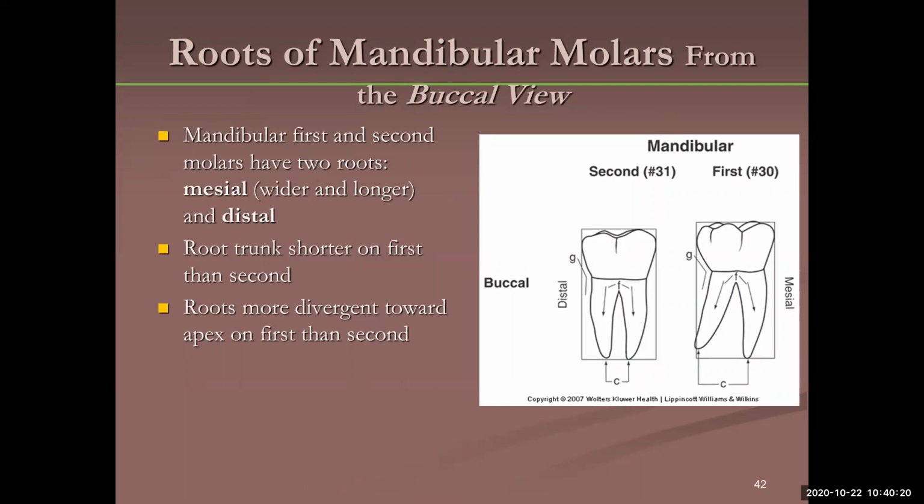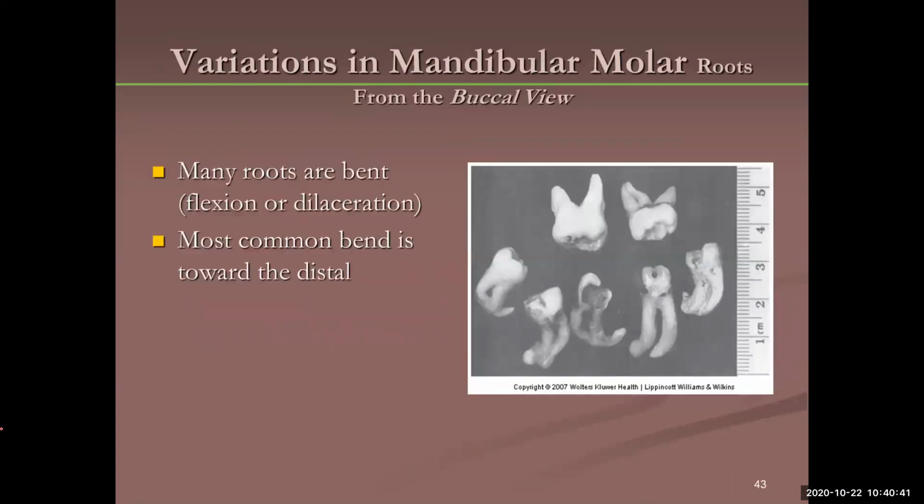The root trunks are shorter on the first molar than on the second molar, okay? So the root trunk is shorter on the first molar than it is on the second molar. So that means a furcation involvement can occur with bone loss more rapidly on the first molar because you've got a shorter root trunk.